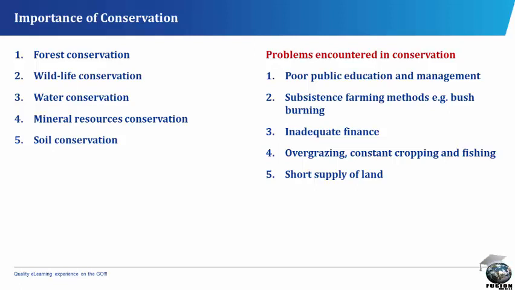Problems encountered in conservation include poor public education and management, subsistence farming methods, for example bush burning, inadequate finance, overgrazing, constant cropping and fishing, and also short supply of land.